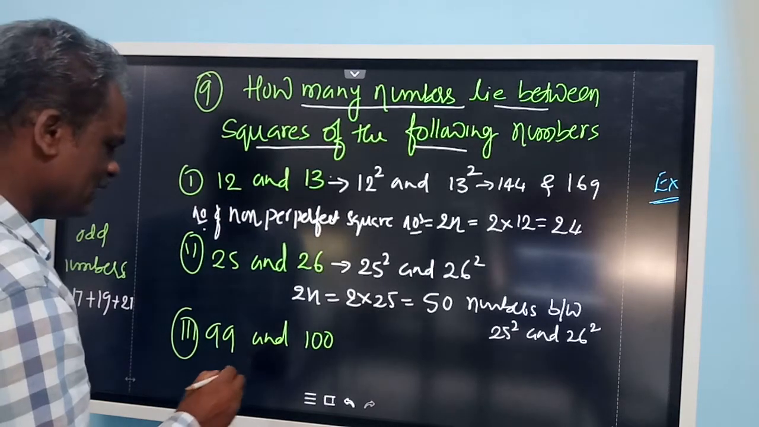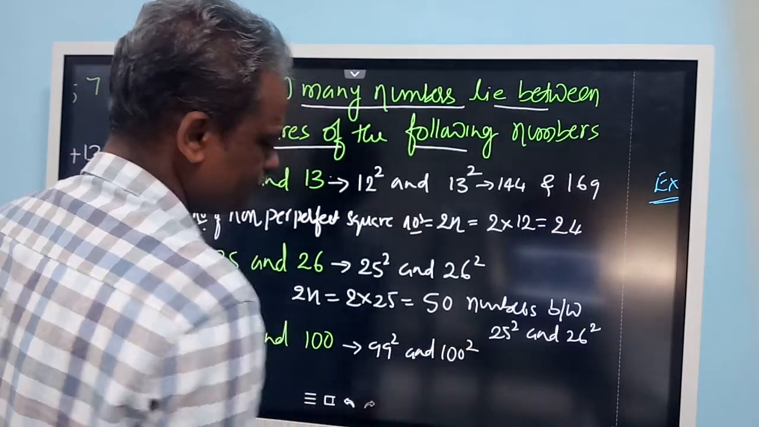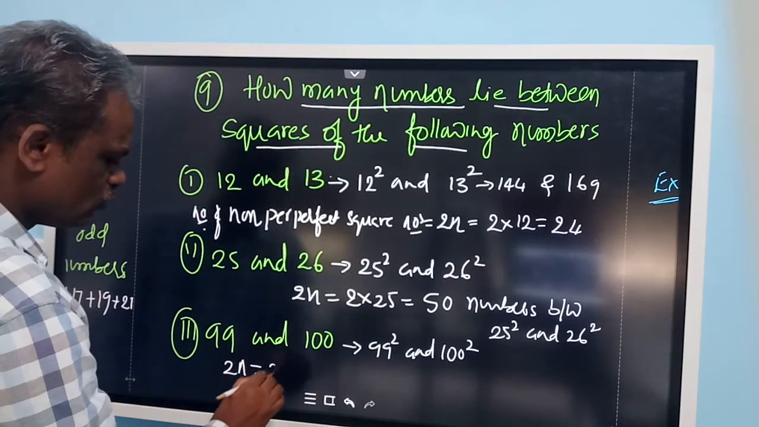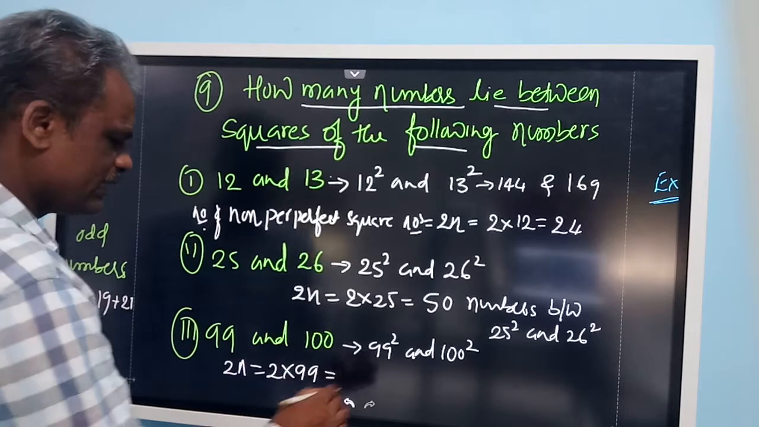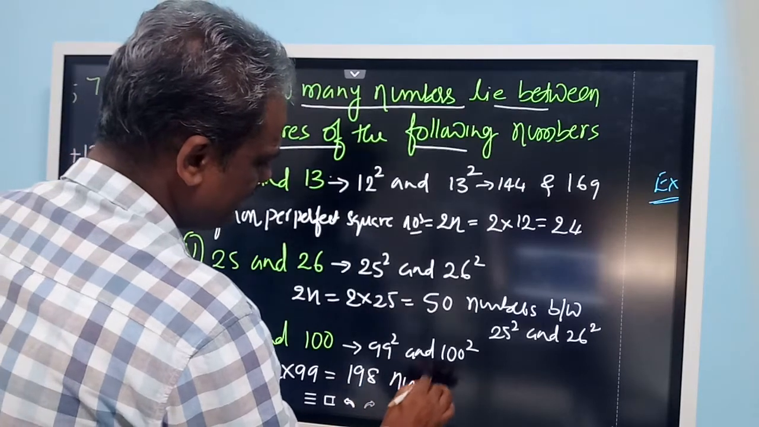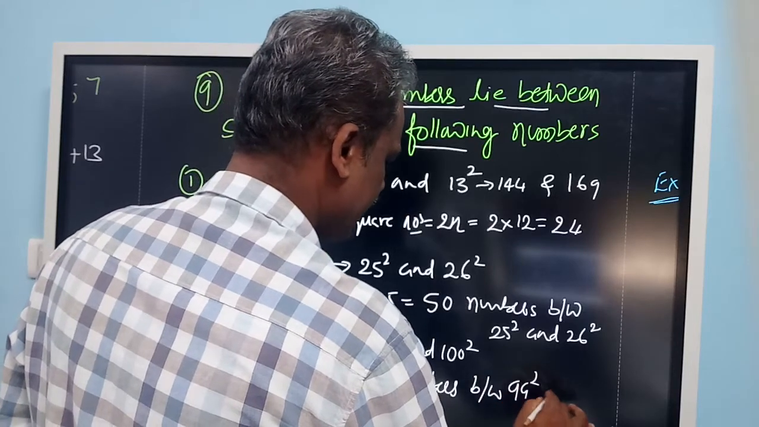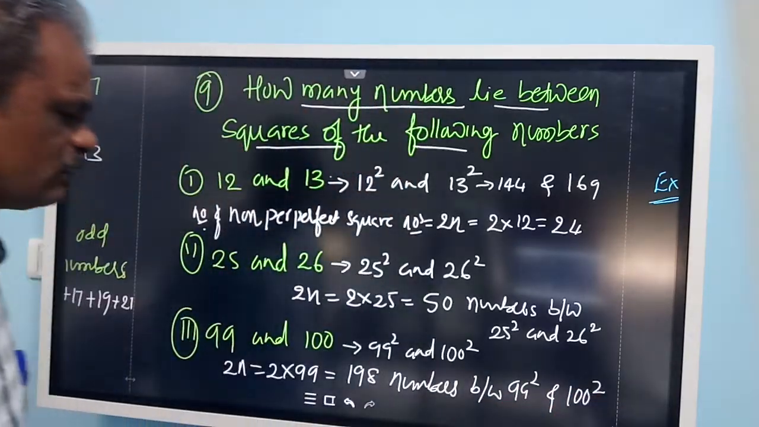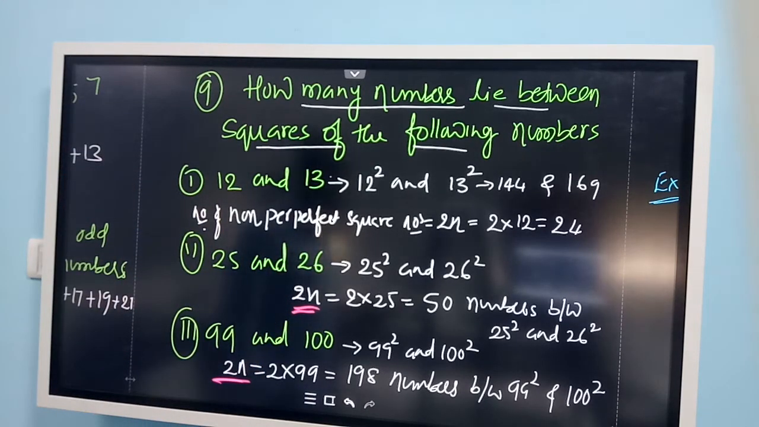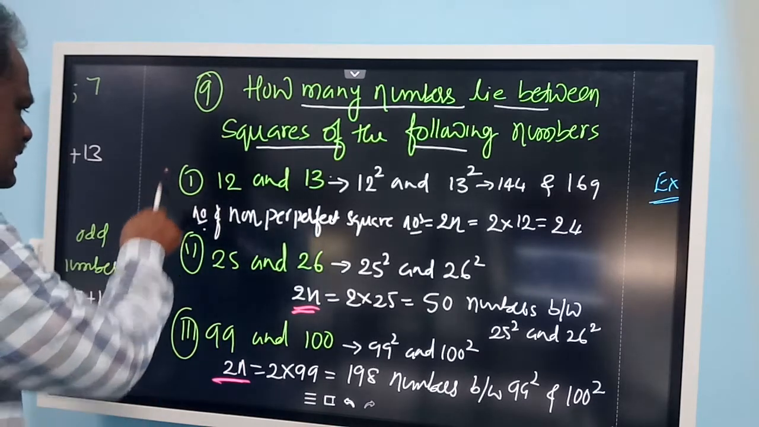Now between 99 square and 100 square, here 2n, 2 into 99. So what will you get? 2 9s are 18, plus 1, 19, 198. So you will find 198 numbers between 99 square and 100 square. So this is the formula to find the number of non-perfect square numbers between consecutive square numbers. Okay, is it clear?